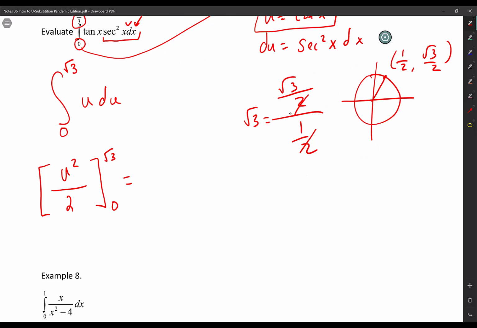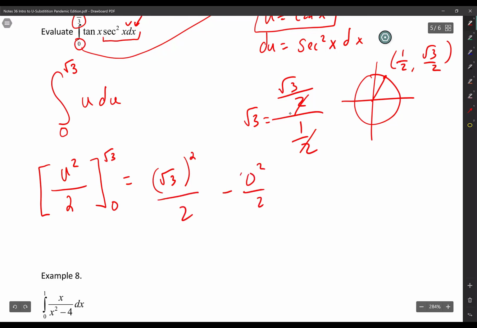So let's see, square root of 3 squared. Did I do that right? No, let me put the square up here. Square root of 3 squared over 2 minus 0 squared over 2. So there it is, guys. Square root of 3 squared is 3. So this is just going to be 3 over 2. Done.